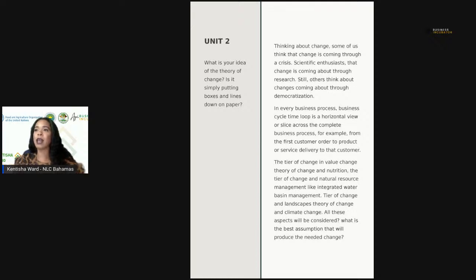In every business process, the business cycle time loop is a horizontal view or a slice across a complete business process. For example, when you think of your business idea, you have to think from the customer's first order to the point when that product or service is delivered to the final customer. The theory of change in value chains, the theory of change in nutrition, and also the theory of change in natural resources management.